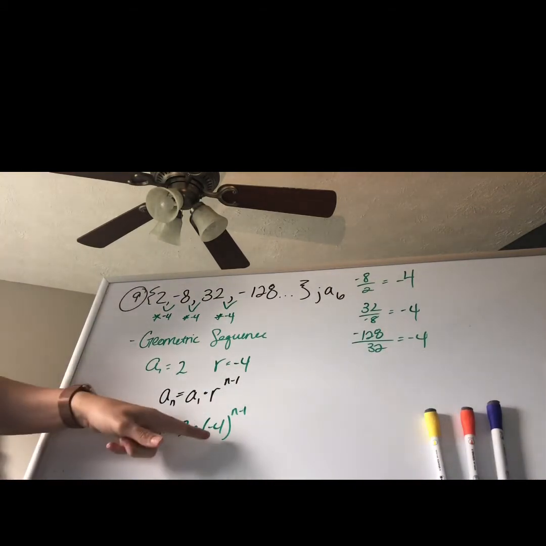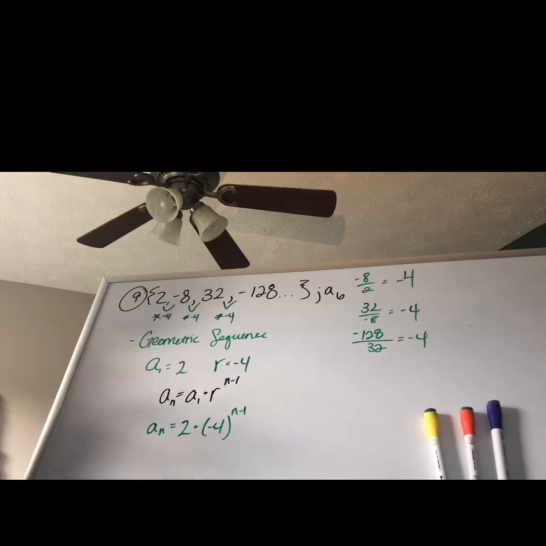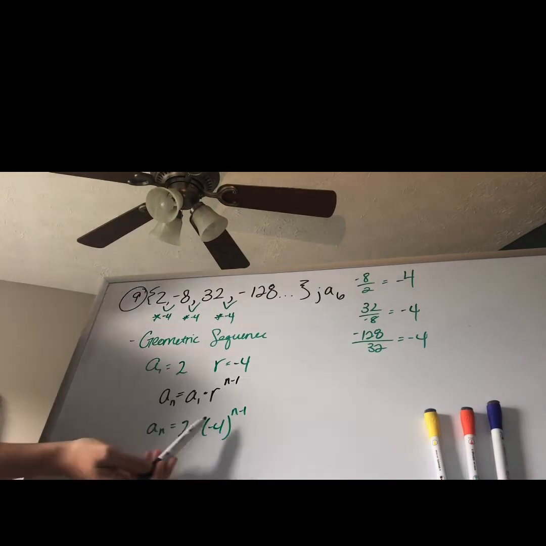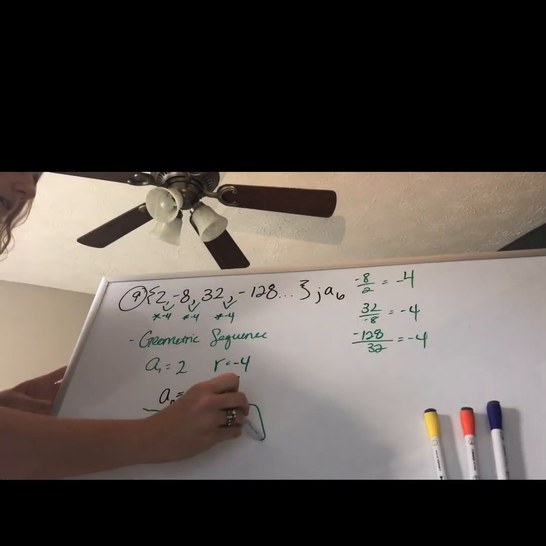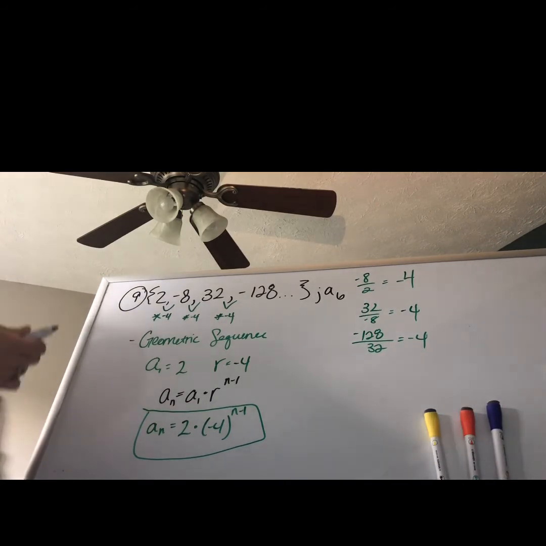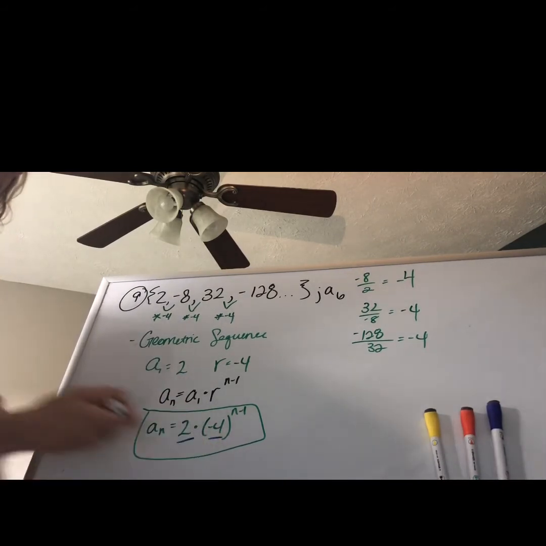Anytime you put a negative in your calculator, please put parentheses around it. If you raise a negative to a power, 50% of the time, it's going to be wrong if you don't put parentheses around it. So we're going to put parentheses around negatives, and we're going to put parentheses around fractions. So our rule is AN equals 2 times -4 to the n minus 1 power. That's our rule. All we did there was plug in for A1 and R.